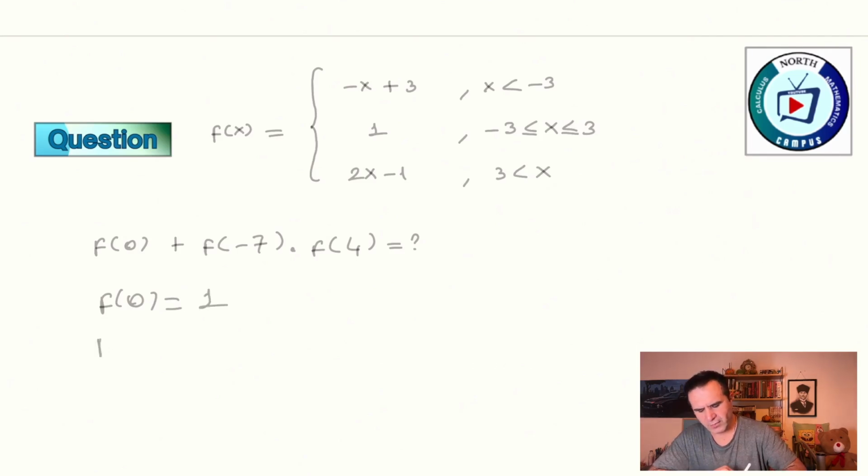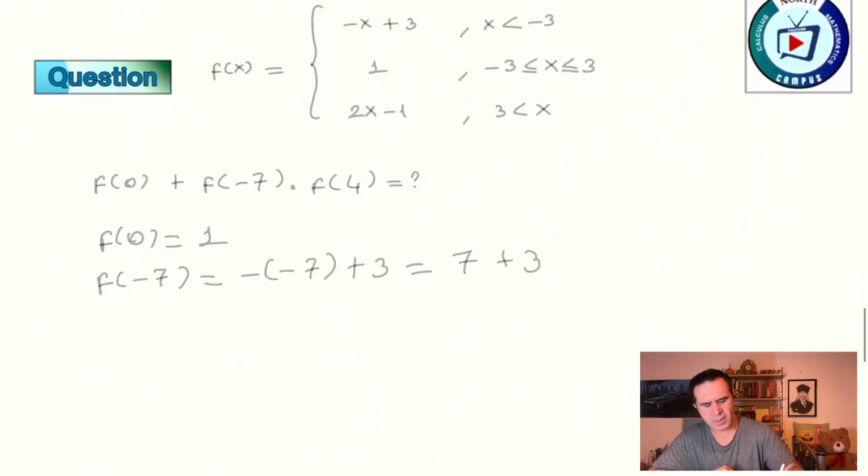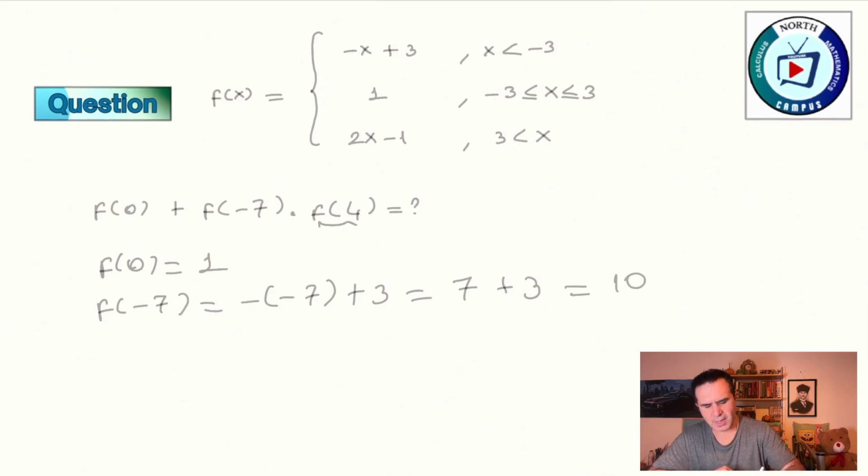Now, for f of minus 7. Minus 7 is less than minus 3. So we will use this function, minus x plus 3. f of minus 7 equals minus minus 7 plus 3 equals 7 plus 3, and this is 10.